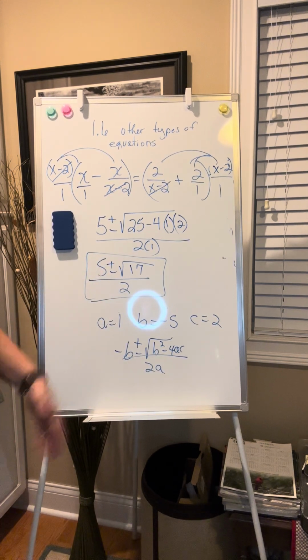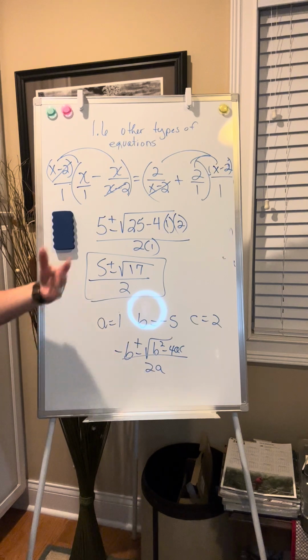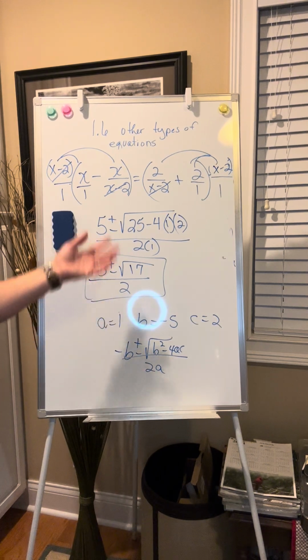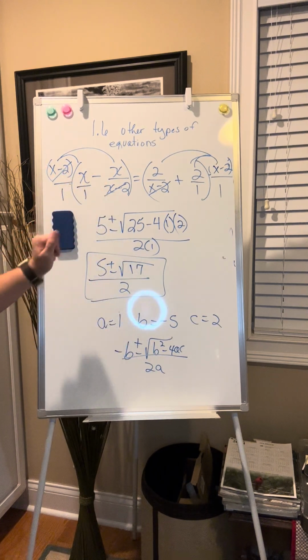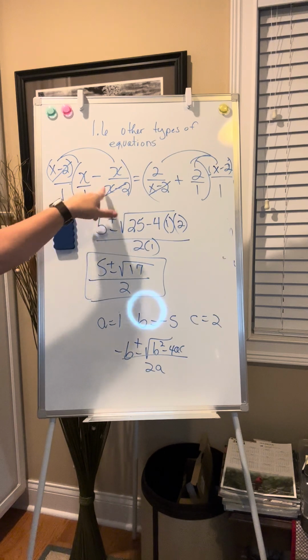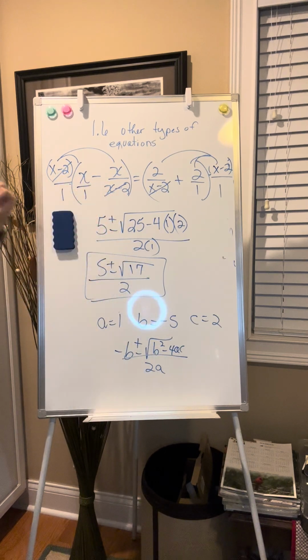All right. And again, we should always be on the lookout if our solution comes out such that it would have been a 2, which it didn't. But if it would have been 2, 2 minus 2 would have caused a 0 denominator, and we would throw that answer out.